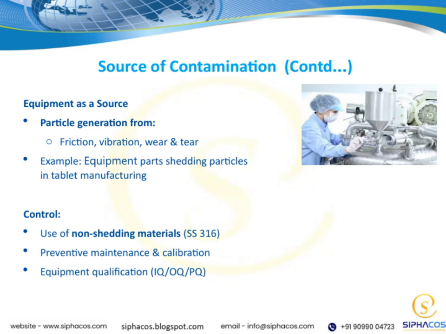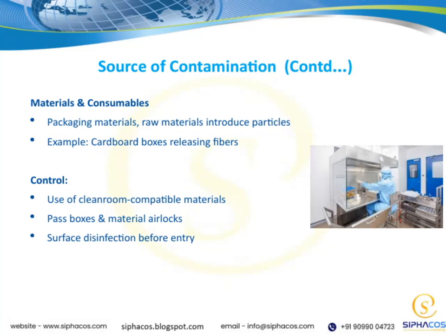So, by selecting the right materials, maintaining equipment diligently, and verifying proper operation through qualification, we can significantly reduce contamination risks associated with equipment in our manufacturing processes. Now, let's continue by looking at the source of contamination, specifically materials and consumables.